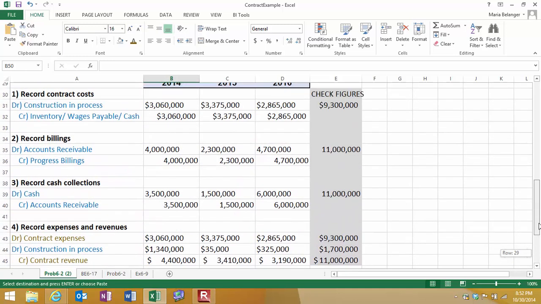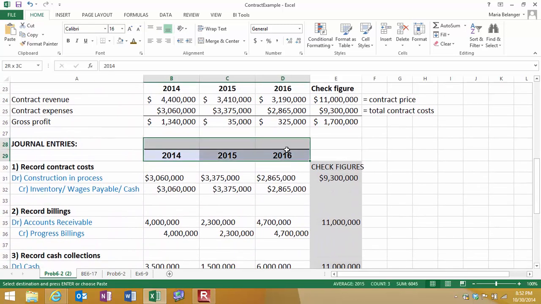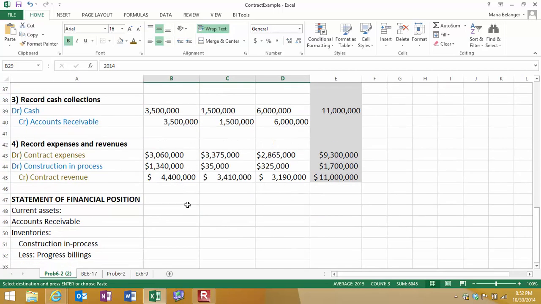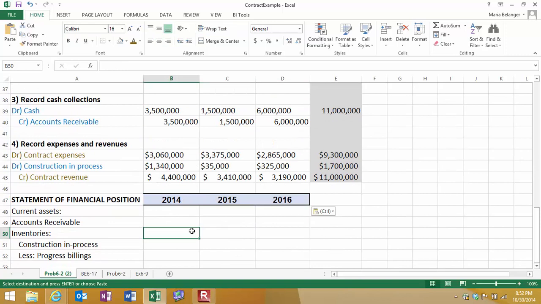So just before we start, I'm going to copy over our data right here. So our years, just going to copy that over right here. So that's our 3 years, 2014, 15, and 16. And so we have our statement of financial position layout. So we have the accounts receivable, and then in the inventory section we have construction in progress and progress billings.